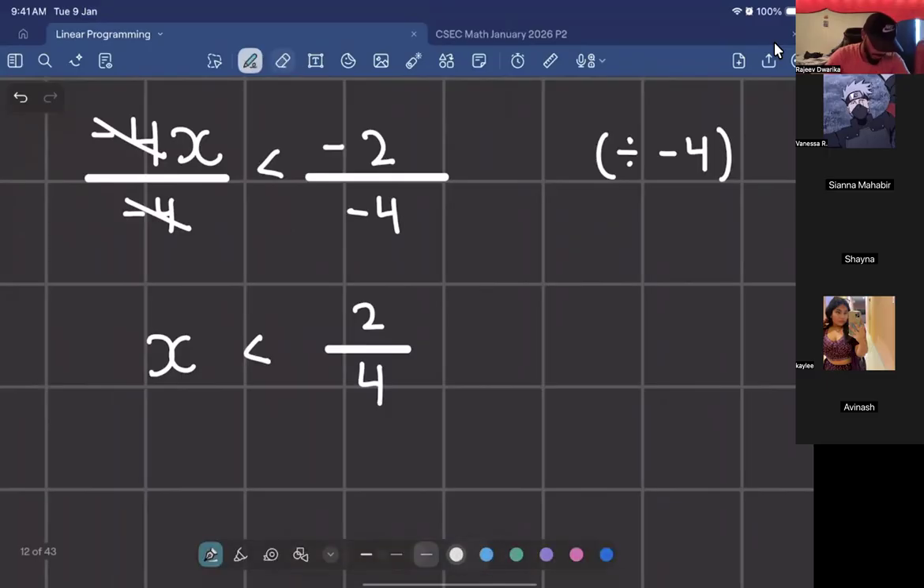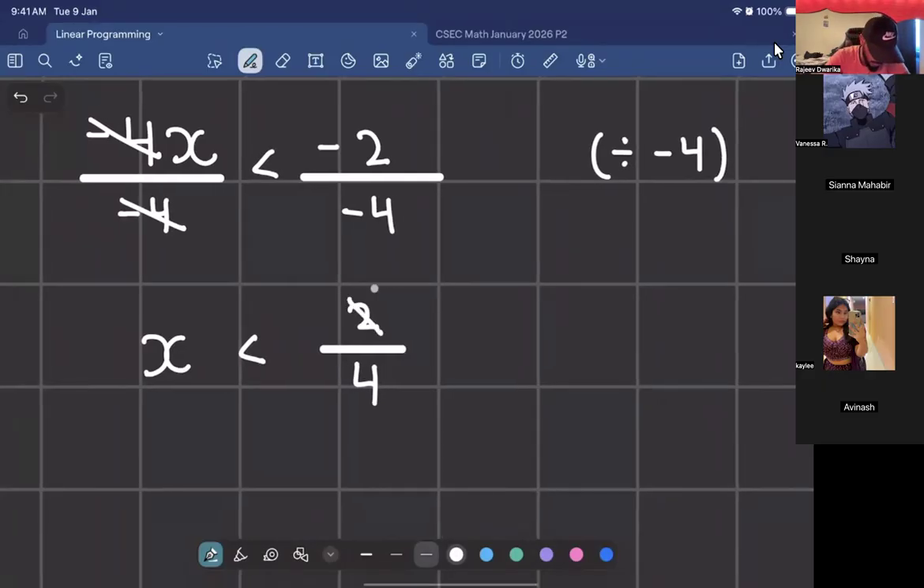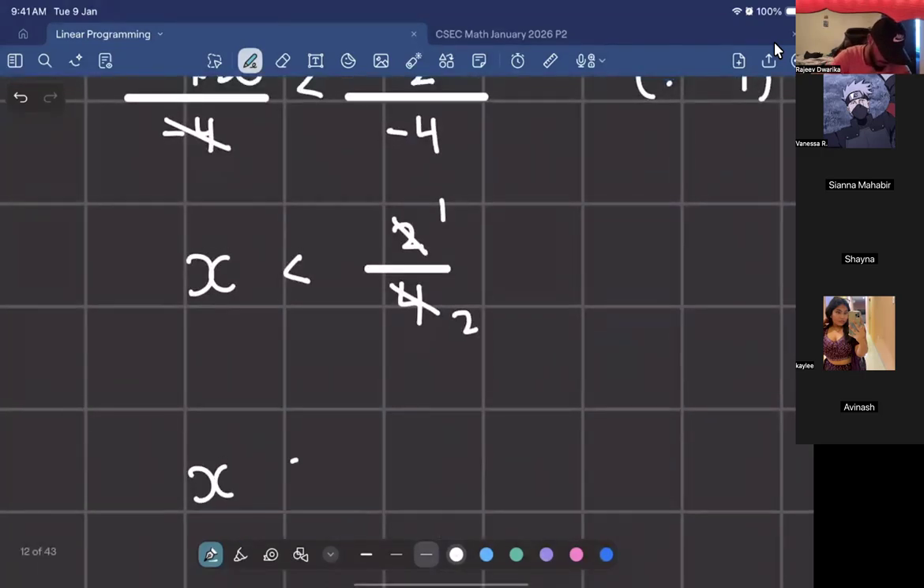And let me show you the mathematical reason why. What could go into both 2 and 4? 2. All right, 2 into 2 is 1, and 2 into 4 is 2. So that's your answer. x is less than a half.